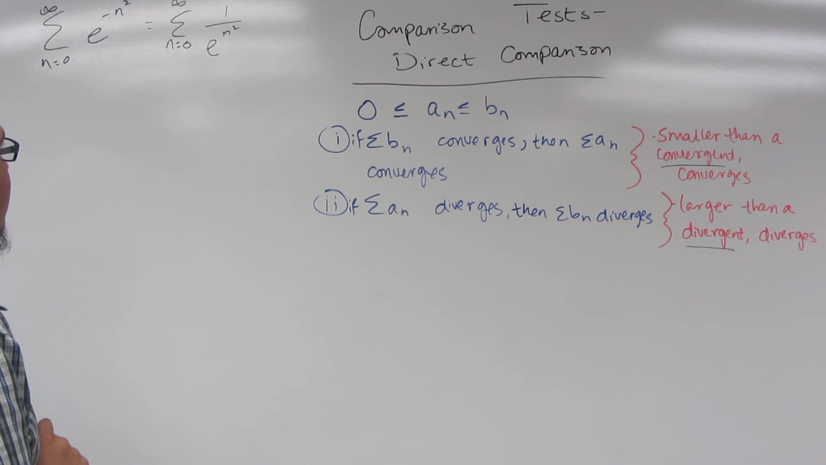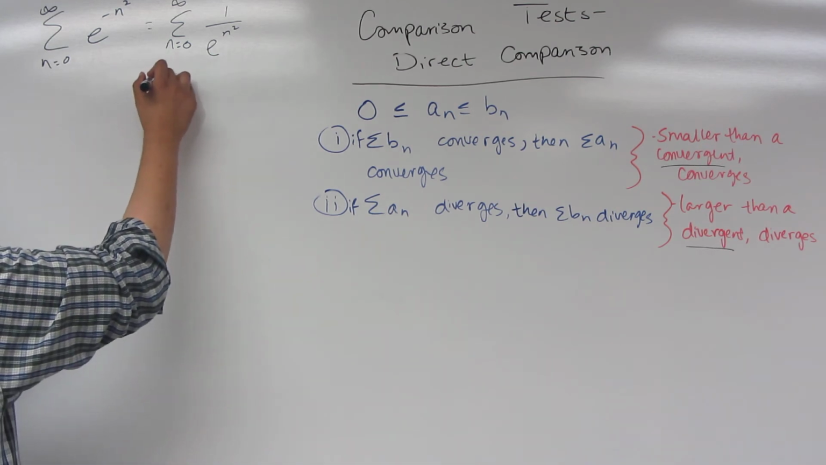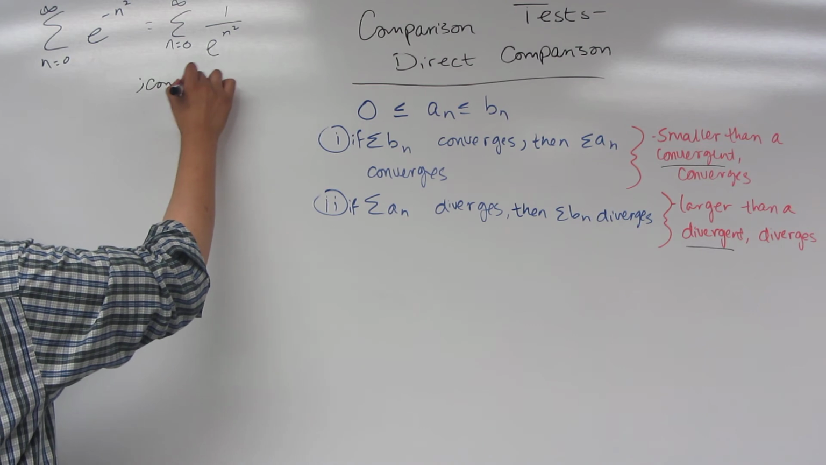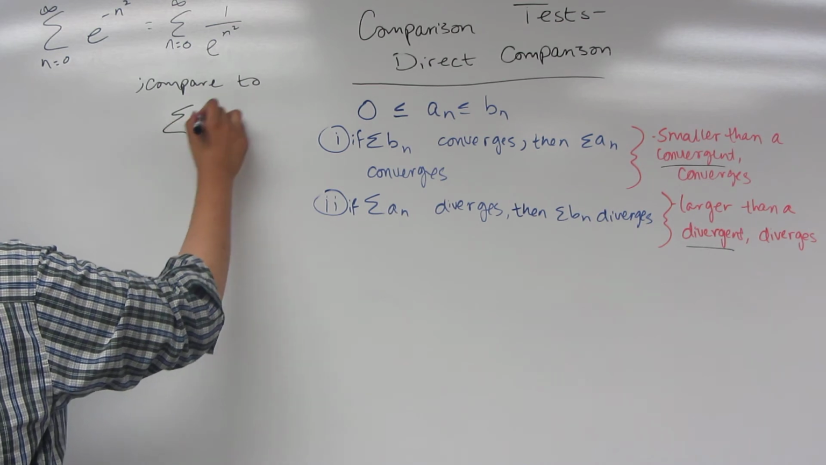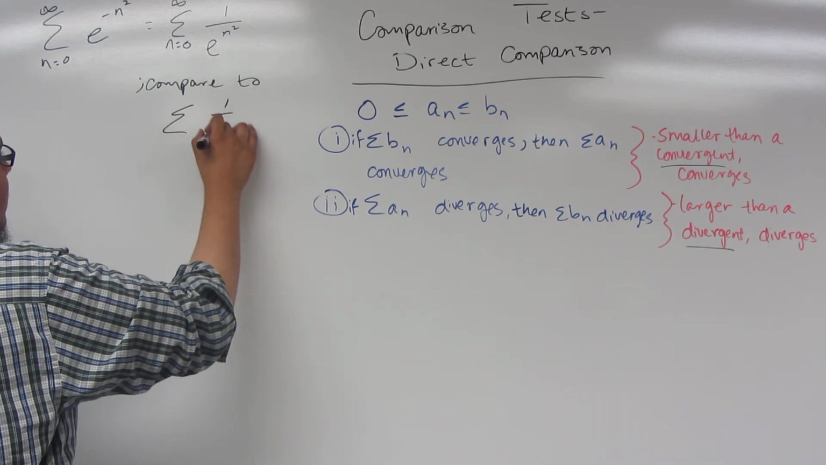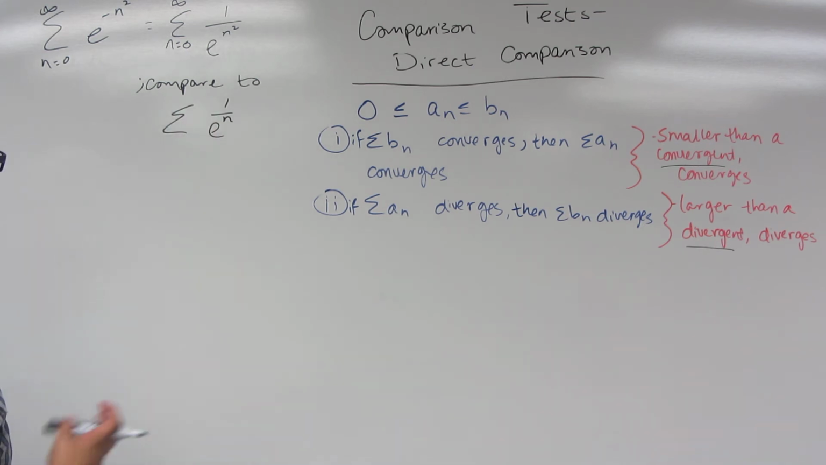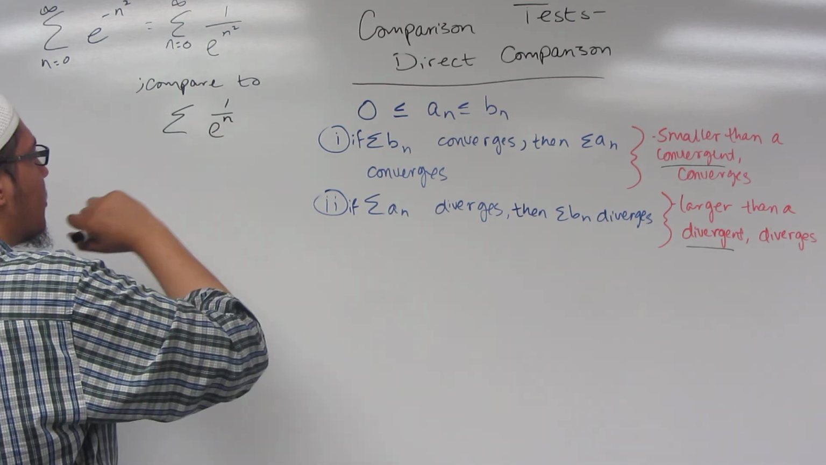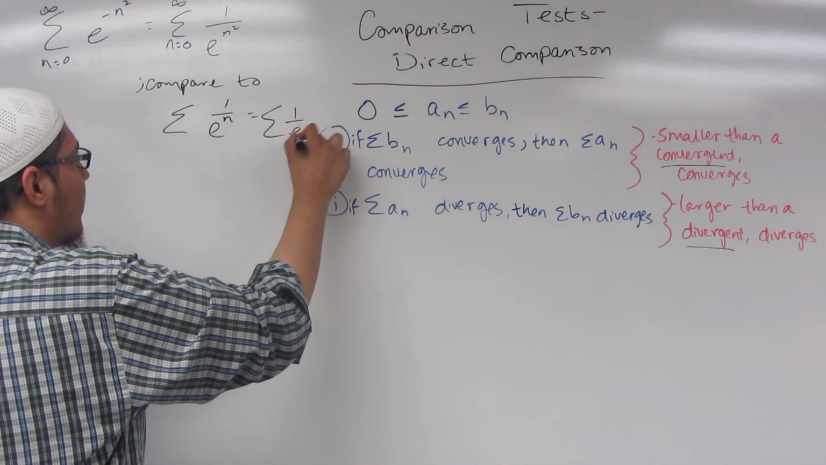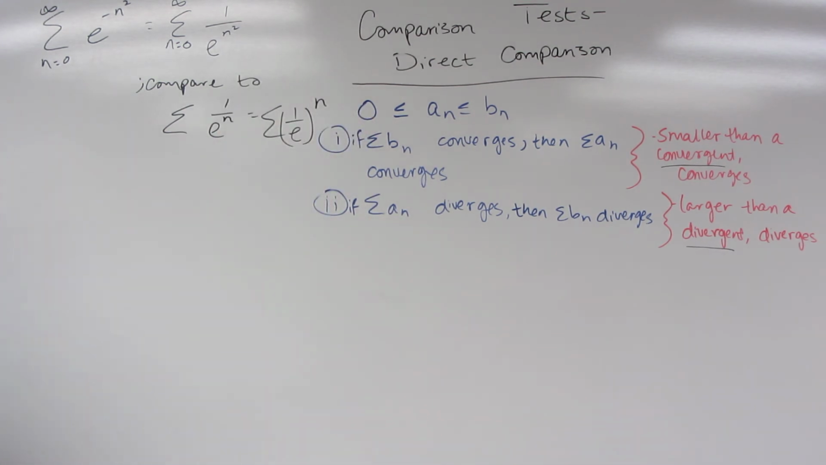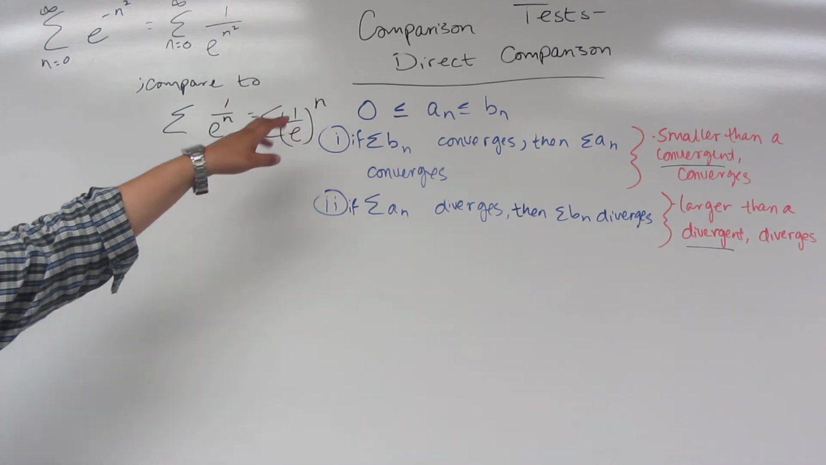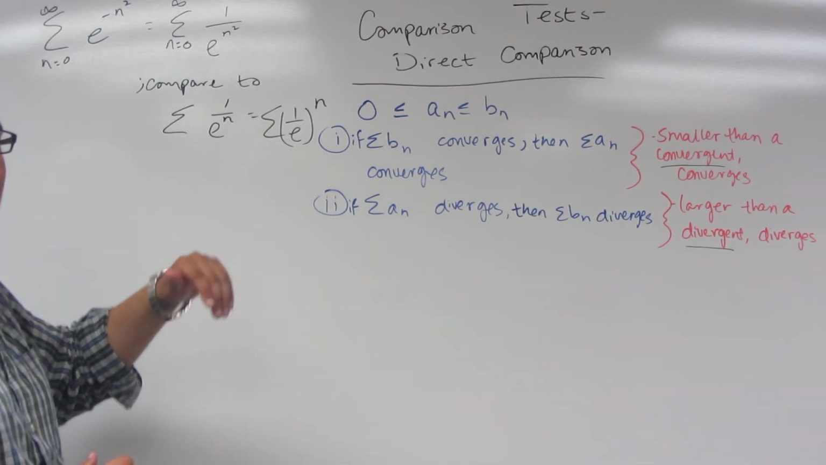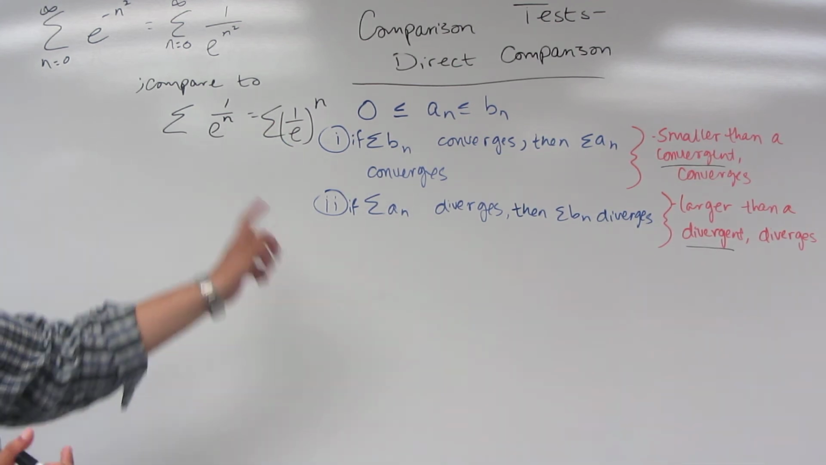Let's try to compare this to, let's say, sigma 1 over e to the n. We can use that to compare it to. And then let's rewrite this. 1 over e to the n can be rewritten as 1 over e, all to the n power. Why? Because by rules of exponents, when the n comes down, we simply get 1 to the n, and 1 to any power is always 1. So we can rewrite it like this.